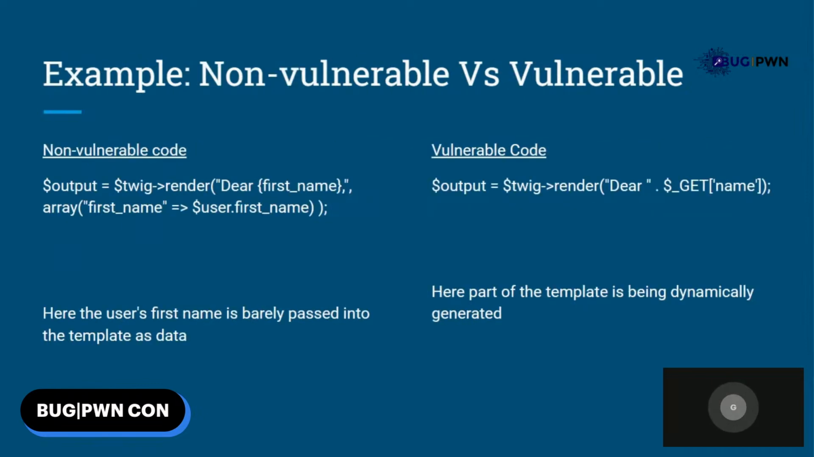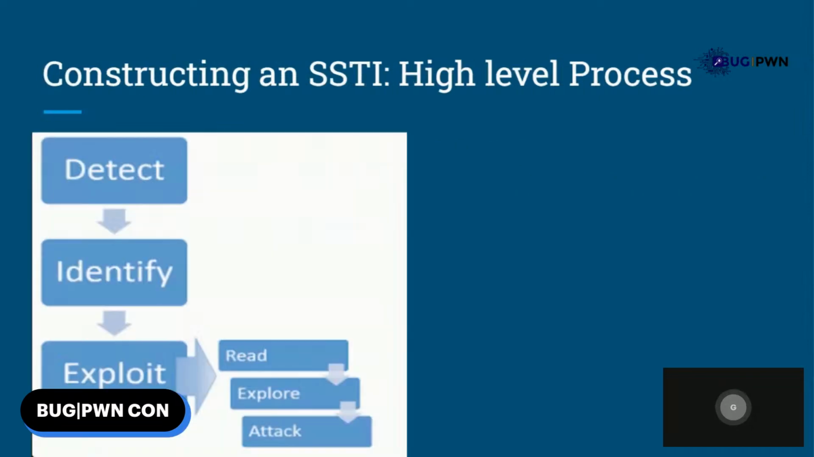This is an example of non-vulnerable and vulnerable code. On our left, we can see the username, the user's first name, is not concatenated into the template but passed in as data. It's using parameters, so it's retrieving that particular parameter and then displaying it. But on our right, the template is generated dynamically. This is what makes it vulnerable, because the user is now able to pass in malicious data and have it rendered, since it is not static.